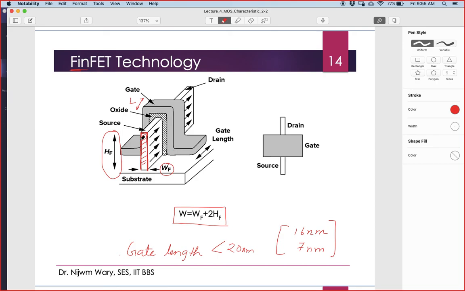Not the total whole rectangle, but at least this 2H and WF. Yeah, you are correct. So they are trying to wrap around all of this rectangle. Whereas the MOSFET has only WF. Yeah, we have only WF, you are exactly right. Because of this, they are able to implement the transistor in a very small area. Getting it, right?